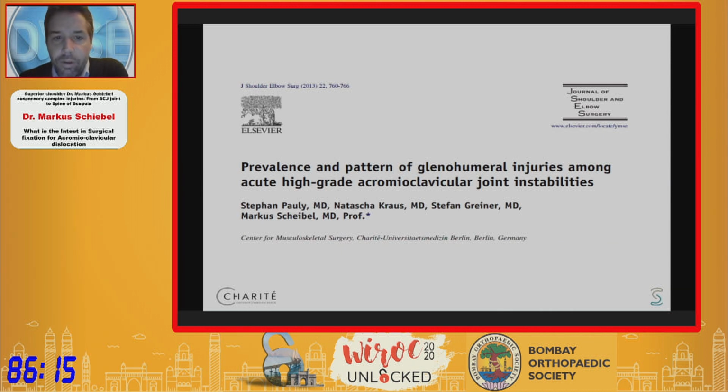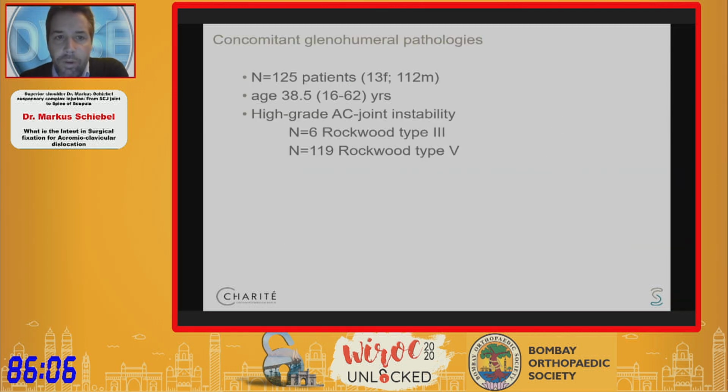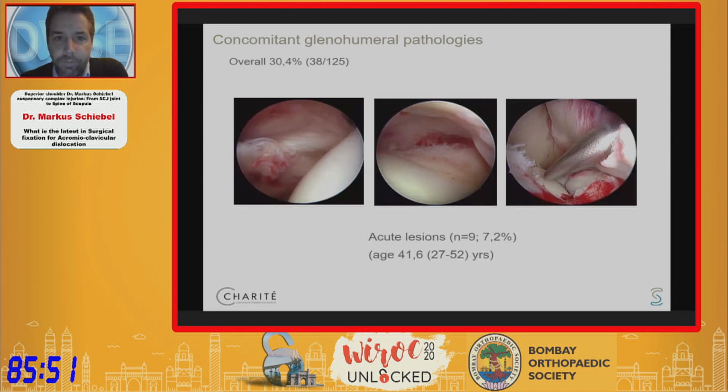What have we also learned? We have also learned that when we operate on patients with AC joint instability, patients do have concomitant glenohumeral pathologies. We looked at 125 patients, average age 38.5 years. 6 had a Rockwood type 3, 119 had a Rockwood type 5. Again, all acute instabilities, meaning operated less than 3 weeks after the injury.